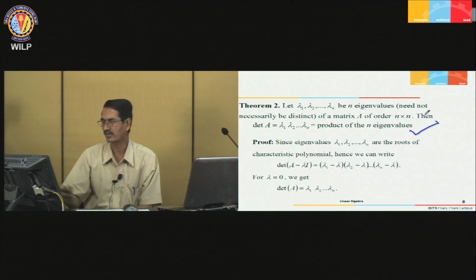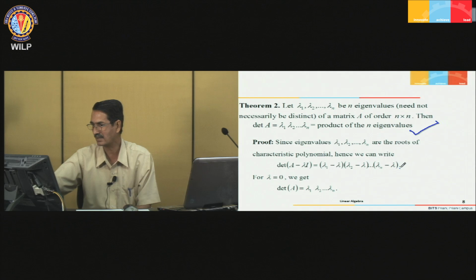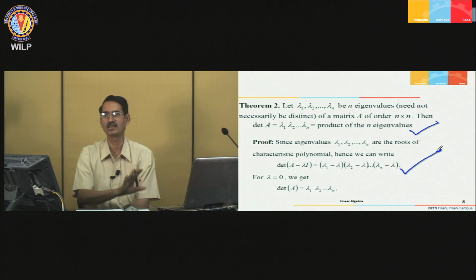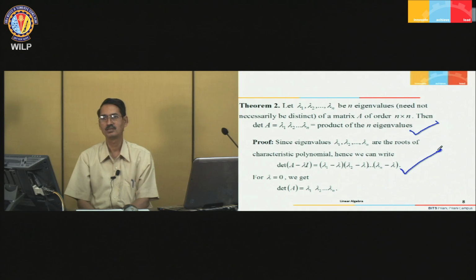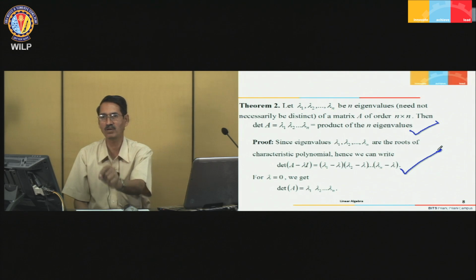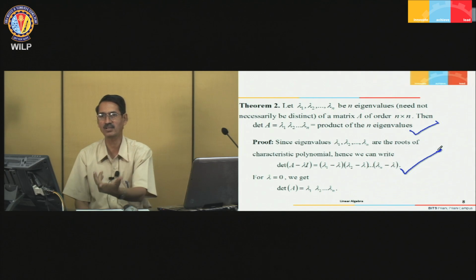And it is obvious, because if lambda 1, lambda 2, lambda n are eigenvalues, then determinant of A minus lambda I can be written in this fashion. Why? Because suppose P of x is a polynomial of degree 3, and x equals 1 is a root of this. If x equals 1 is a root, it means x minus 1 is a factor of P of x.